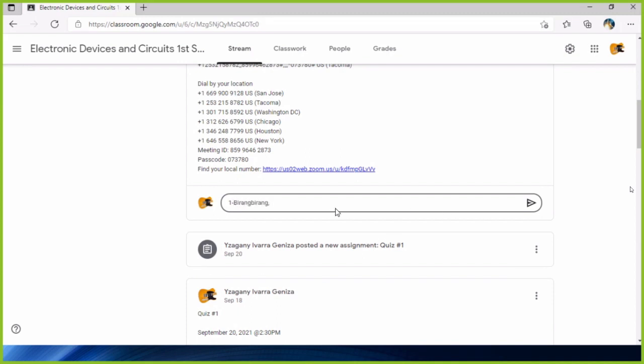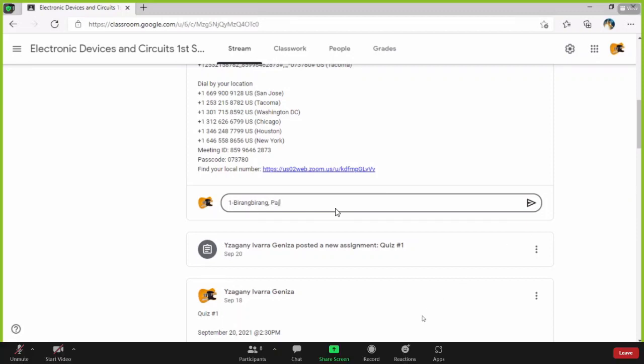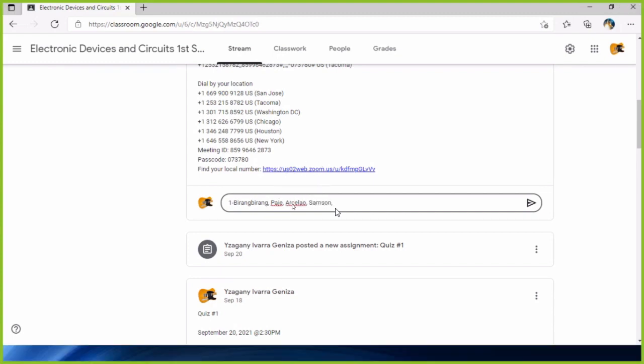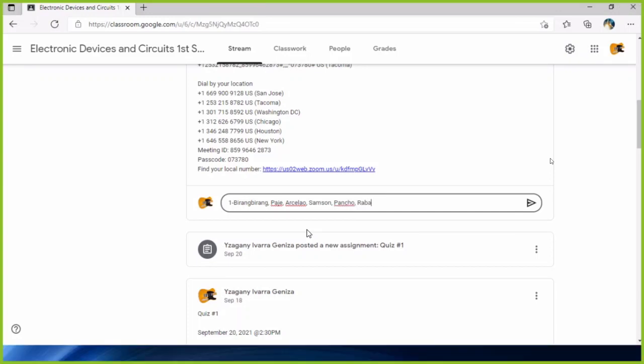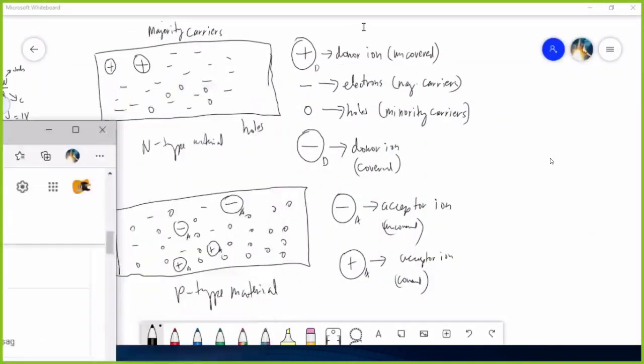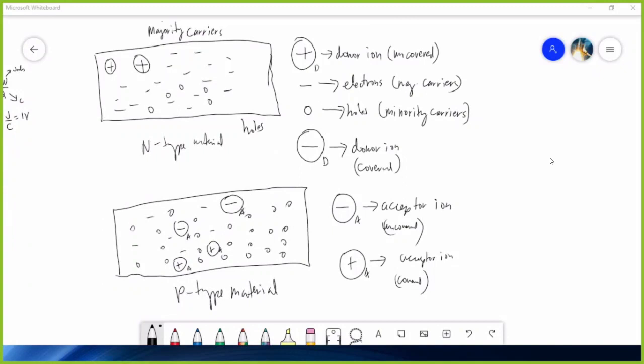Nalilito ako palagi sa birang-birang. Magkadikit ba o magkahiwalay? Ay, Arcel. Samson. Pancho. Okay, so first attendance. Okay, so walang questions before we proceed.